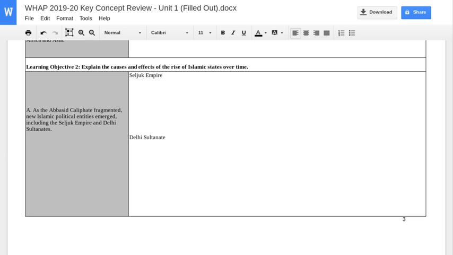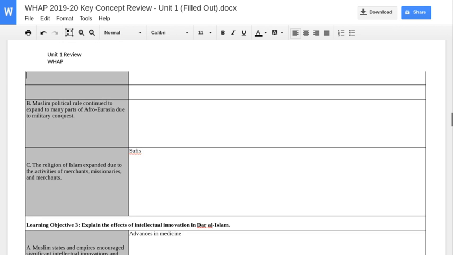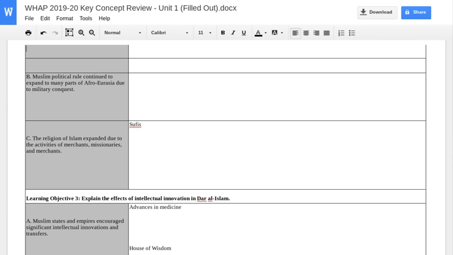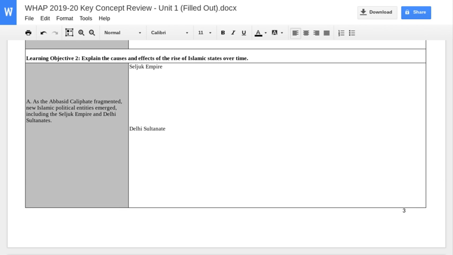You don't have to go too in-depth into these. Be able to recognize them. What are the locations and then the basic political characteristics of each of these? Hold it to that. You should be okay. Going to B, Muslim political rule continued to expand to many parts of Afro-Eurasia due to military conquest. This is going to tie back into the causes of the expansion of Islamic states, which is because of military conquest.